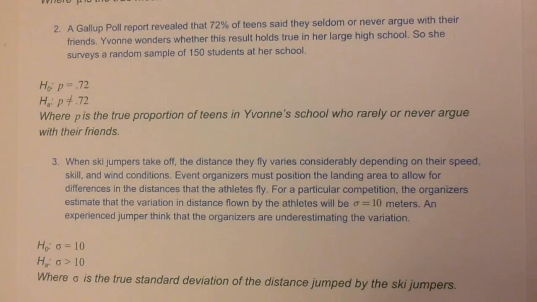So our null hypothesis is that sigma is equal to 10. Our alternative is that sigma is greater than 10, where sigma is the true standard deviation of the distance jumped by the ski jumpers. So again, take the time to really get your hypotheses correct, because that sets the stage for everything else. It not only is what you're talking about, but it's also how your math is going to be done.